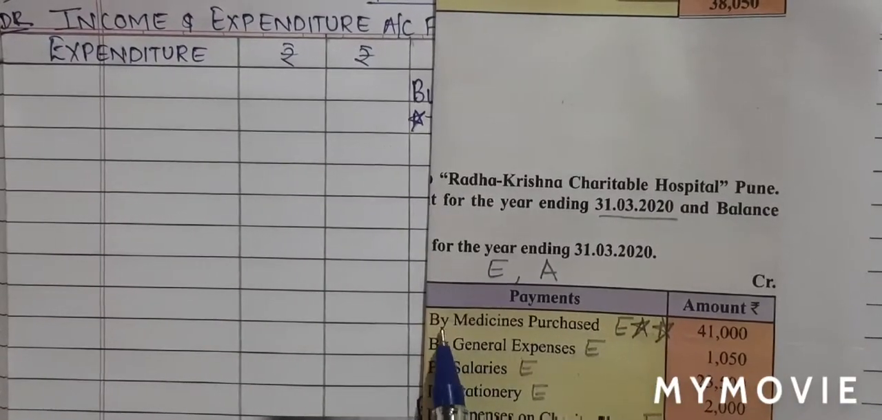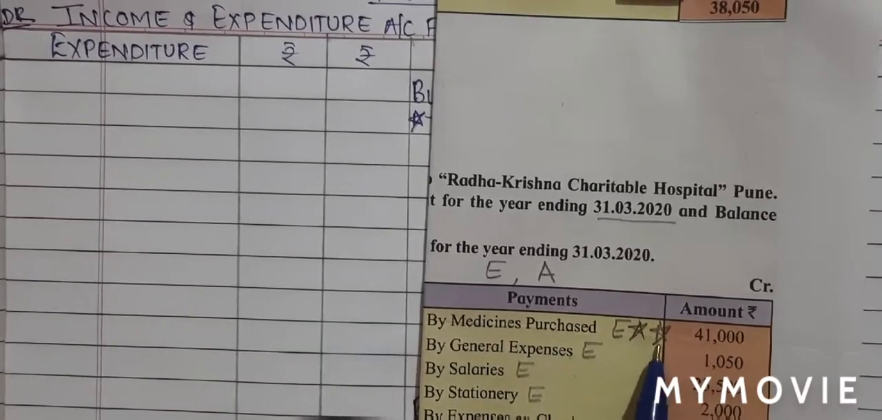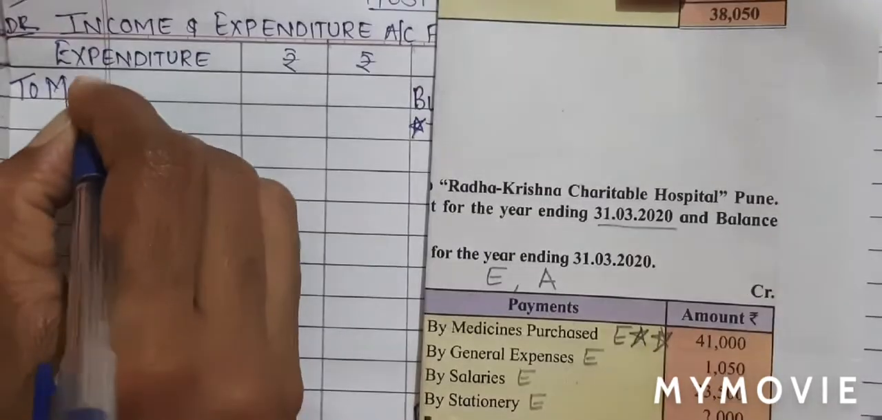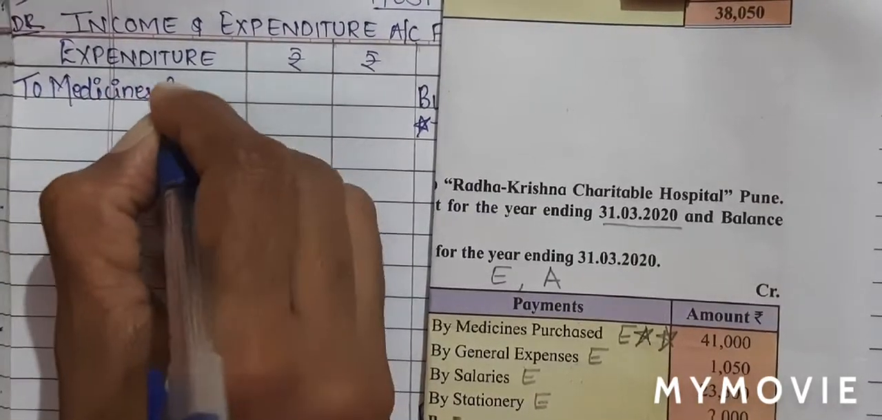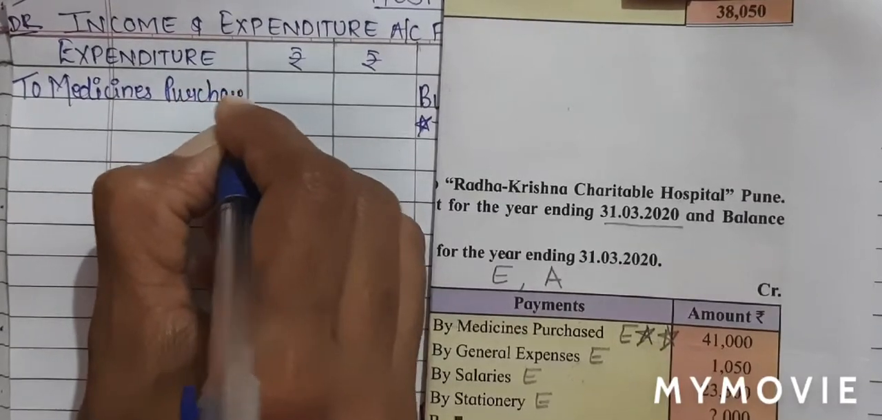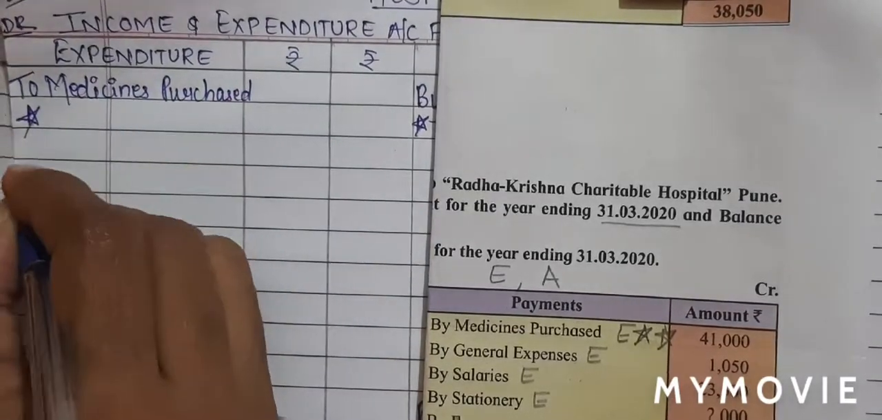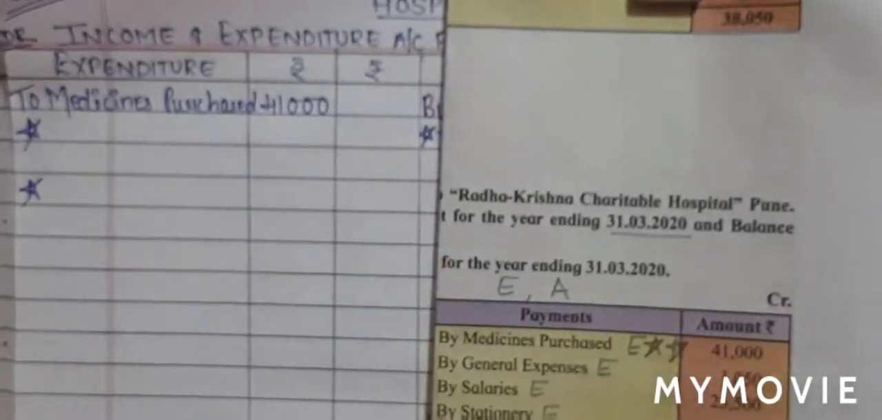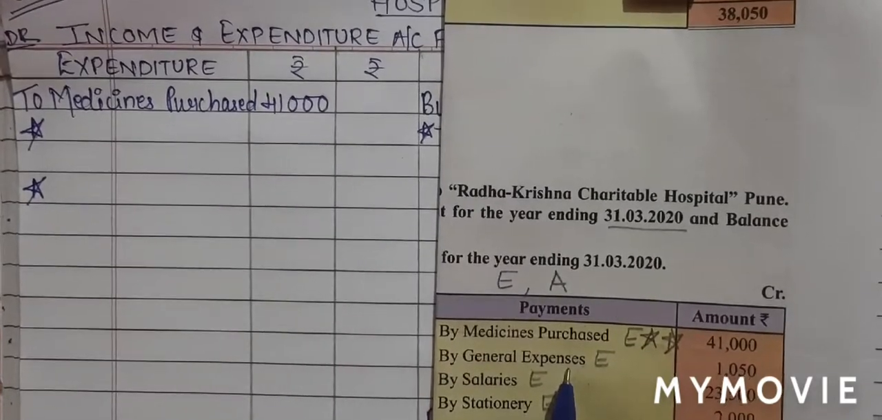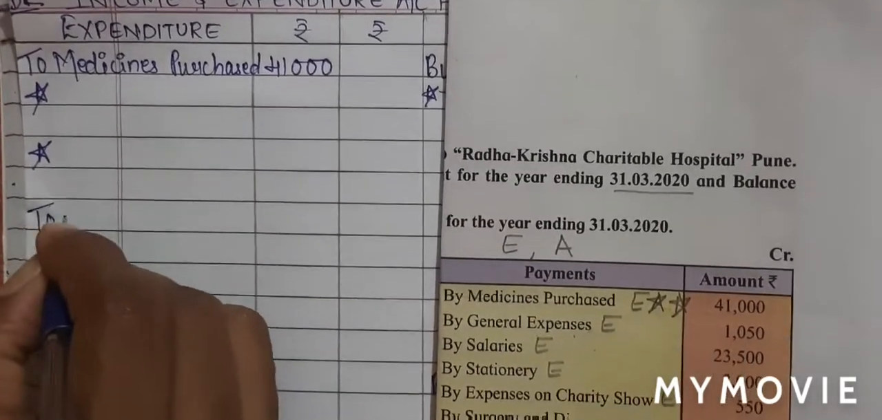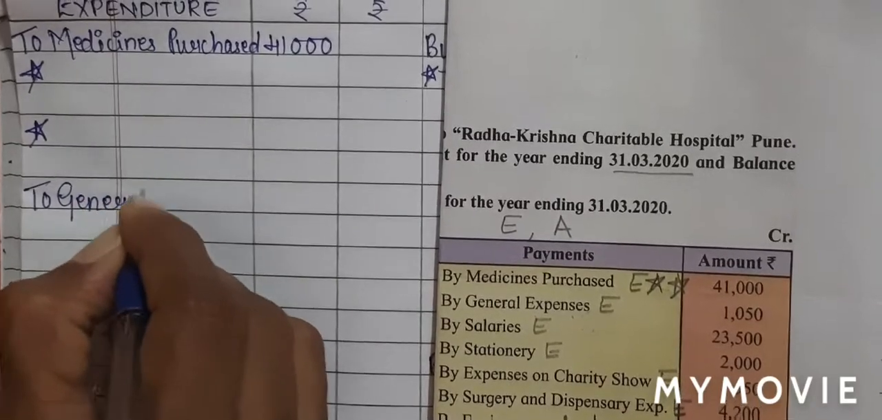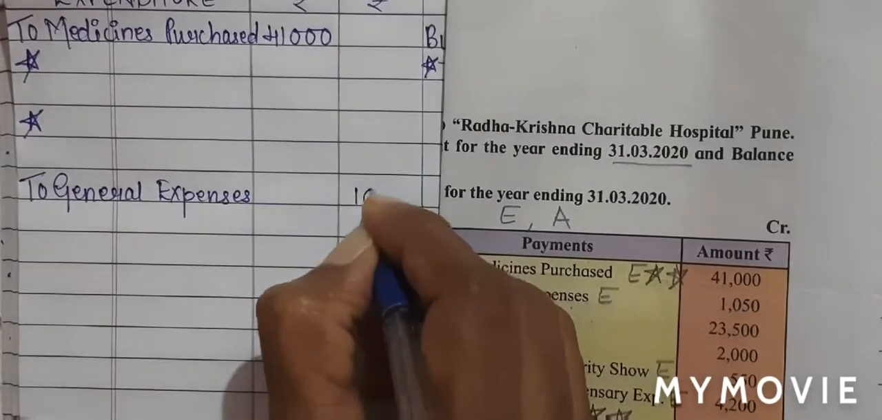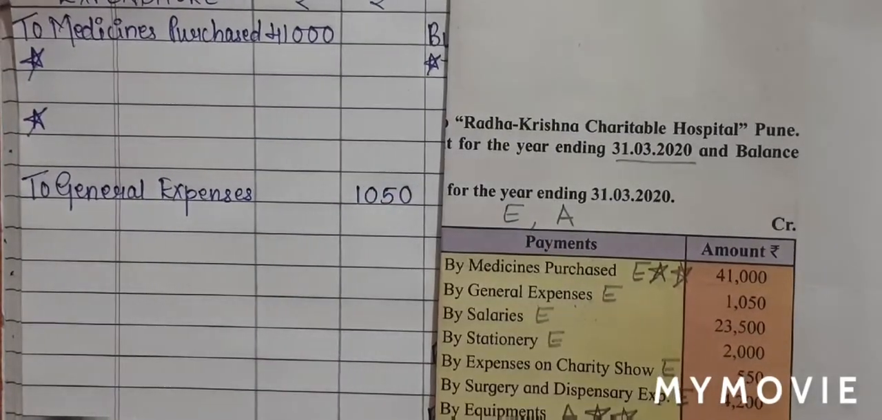from the payment side. By medicines purchased, there are 2 stars. So on the expenditure side, I'll write to medicines purchased, 2 stars. So I'll mark 2 stars and write the amount in the inner column, 41,000. Next is general expenses. Again on the expenditure side, I'll write to general expenses. No star, outer column 1050.